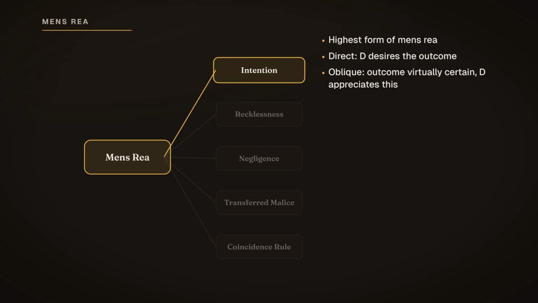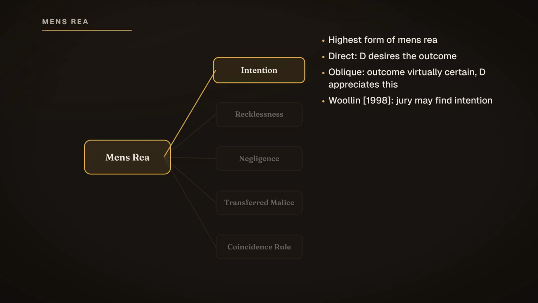The leading case is R v. Woollin, 1998, where the House of Lords held that a jury may, not must, find intention where the result was a virtual certainty, and the defendant foresaw it as such. This gives the jury a moral escape valve. They can withhold a finding of intention even where the test is technically met, if it would be unjust to label D an intentional killer. The word may is crucial.